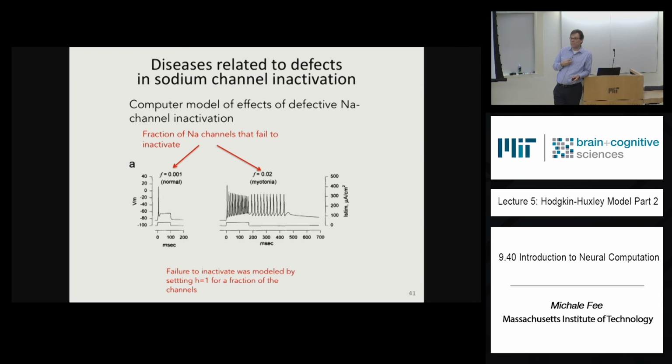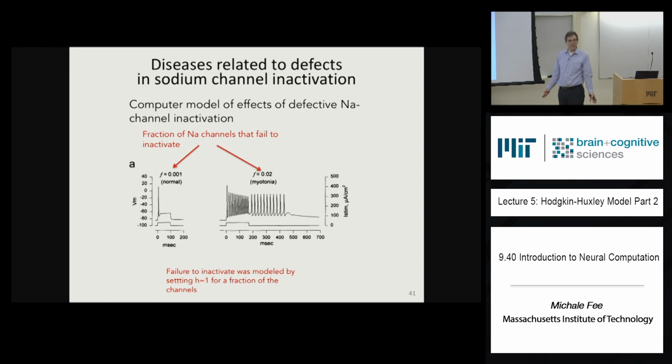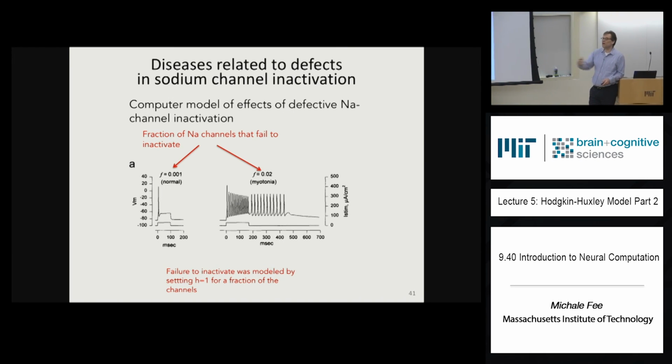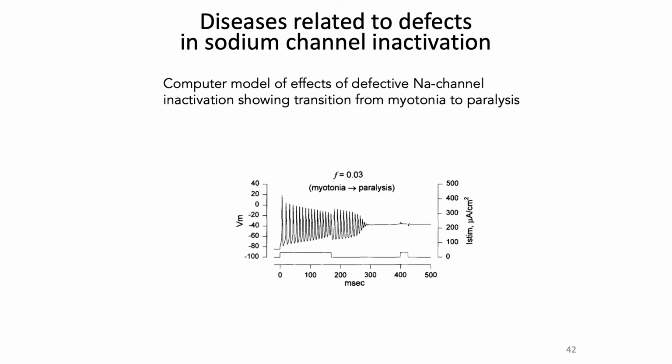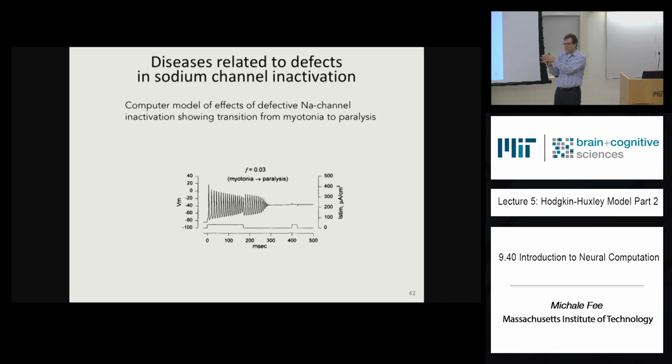How do you explain periodic paralysis? That's totally different, right? Now the muscle just goes completely limp. How do you do that? Any thoughts about this? What do you think would happen if we made a slightly larger fraction of the sodium channels fail to inactivate? Here's what happens. You get more and more action potentials, and at some point, what happens is the voltage just locks up. The sodium channels go into a different state where the system is no longer oscillating. It's just fixed at a high voltage.